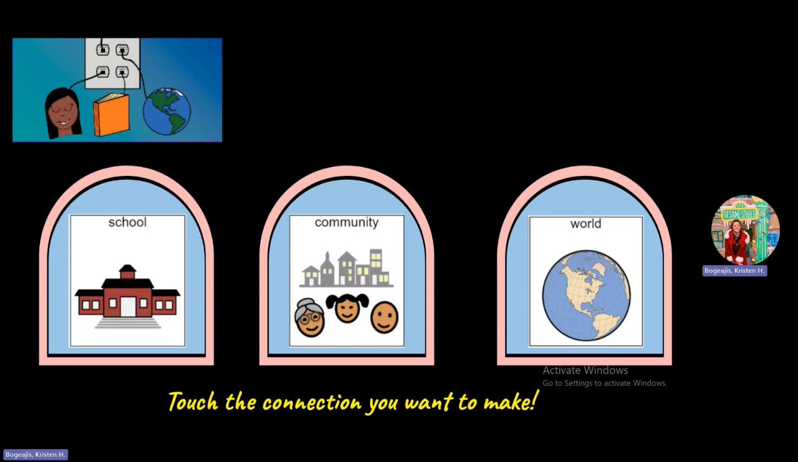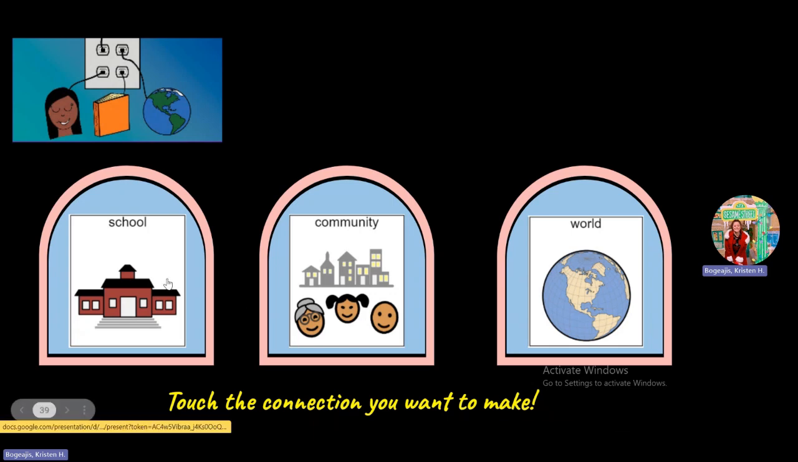So what I usually like to say is, let's make a connection. Let's touch one of these to make a connection. Either have them touch, have them choose with a voice output device, have them choose from a field of 3 visual options. It does not matter. Just engage the students. Are we going to make a connection to school, community, or world? Which one are we going to do today? Have them make that connection, have them pick. They can vote, like literally anything, engage them.